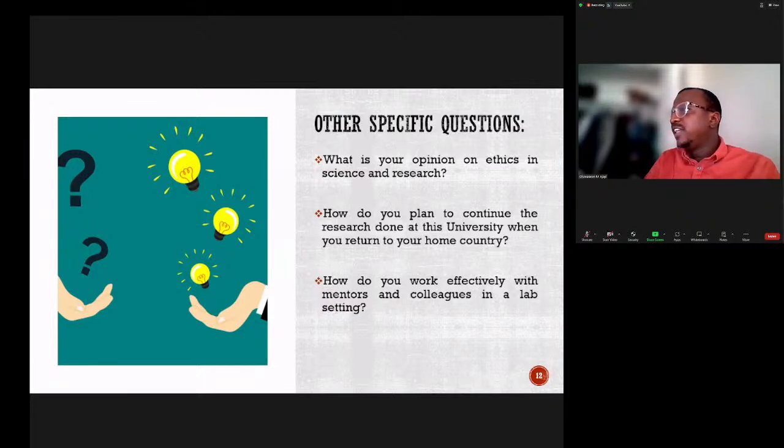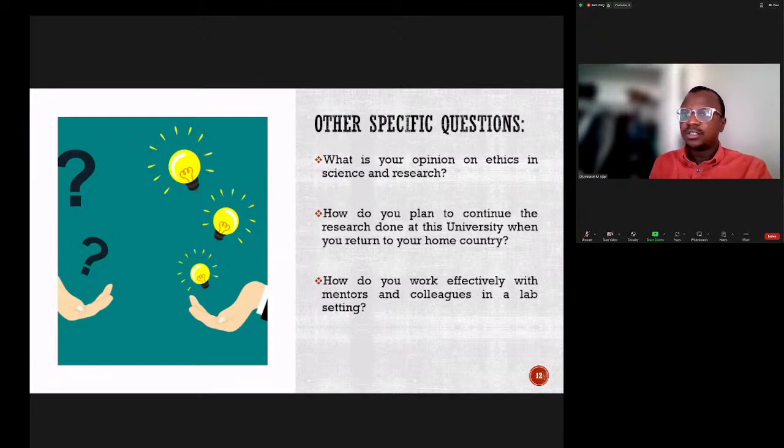Then, how do you work effectively with mentors and colleagues in a lab setting? They want to gauge your ability to work with people. They want to gauge not just independence alone, but are you a science leader? Are you a team member? Sometimes some people are not good team members. They might be good independently, but they are not good team members. And most times, research requires collaboration.